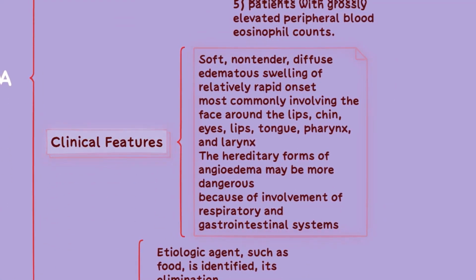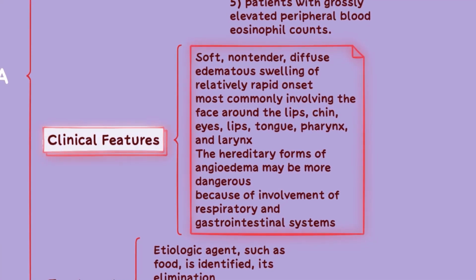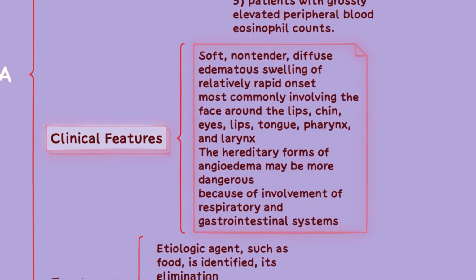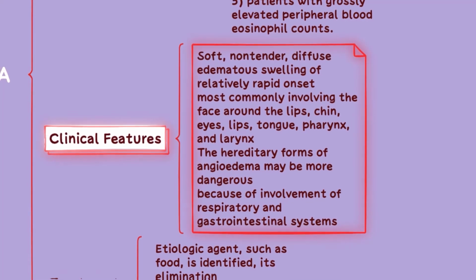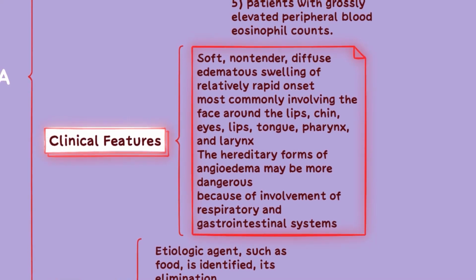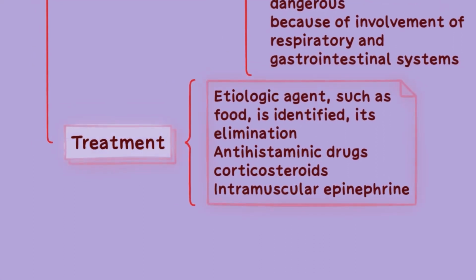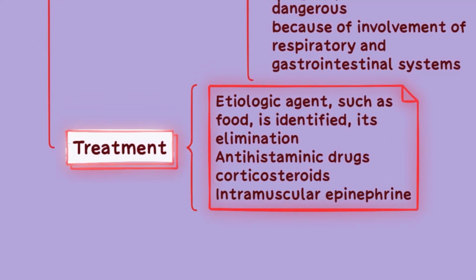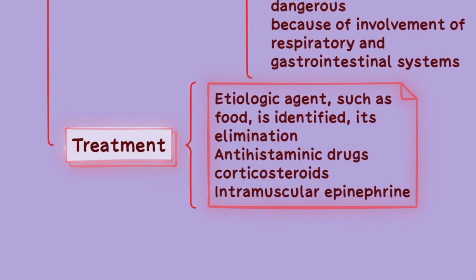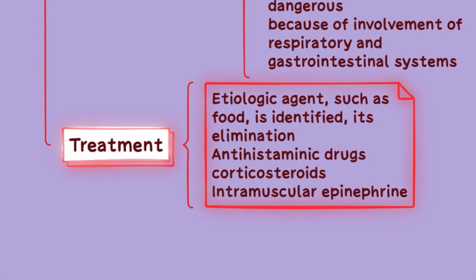Angioedema is characterized by soft, non-tender, and diffuse edematous swellings that occur relatively rapidly. It most commonly affects areas around the face, including the lips, chin, eyes, and tongue. It can also involve the pharynx and larynx. In hereditary forms of angioedema, there can be respiratory and gastrointestinal involvement, which makes it potentially more dangerous. Identifying and eliminating the underlying cause, such as allergens or trigger factors, is essential in managing the condition. Antihistaminic drugs, corticosteroids, and in severe cases, intramuscular epinephrine may be administered.